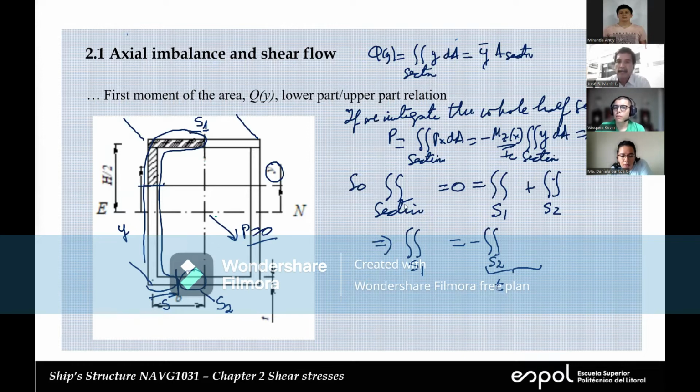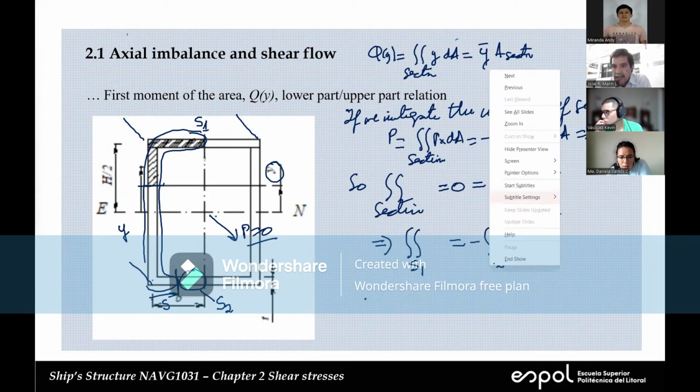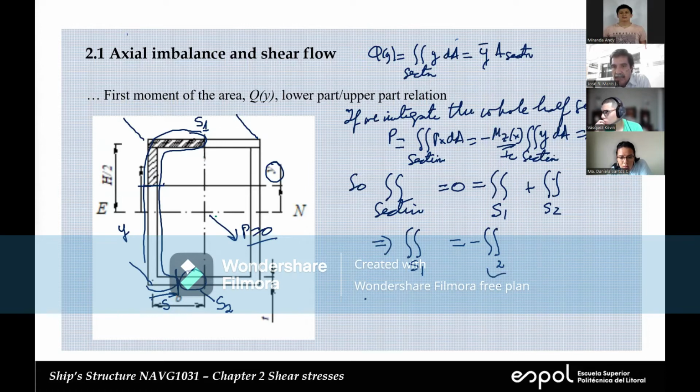Just a second, please. There are some people who got confused. Okay, this integration, see this integration here, you have to give me the area of the section multiplied by y average.